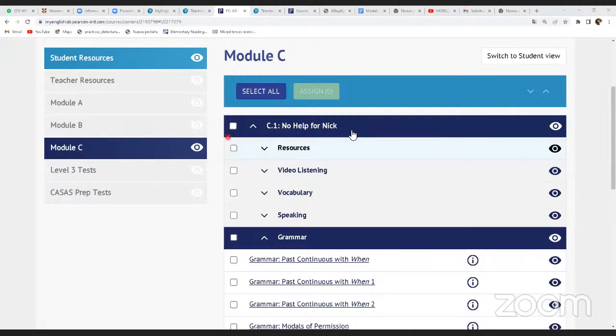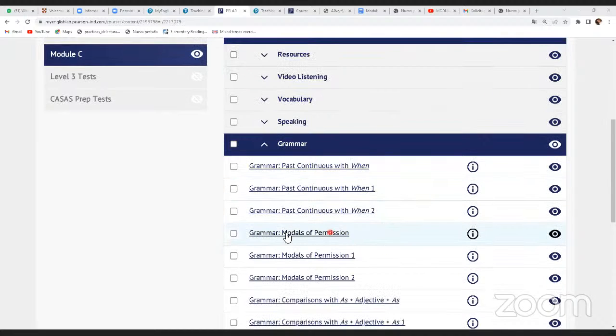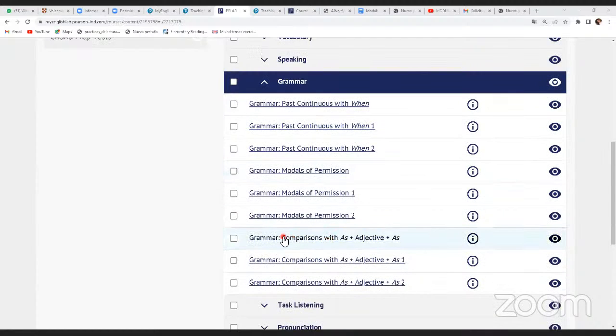Yes, this is the C1, right? We saw past continuous with when, right? Today we looked at some models of permission. Comparisons is the last one, right? And tomorrow it's going to be about comparisons with as plus adjective plus as. Okay, so that's the only lesson that we didn't look at, right? But everything is automatic. Once I finish the class, you're going to be able to watch the whole thing, right? It's not difficult at all, this lesson. It's very, very short, right?